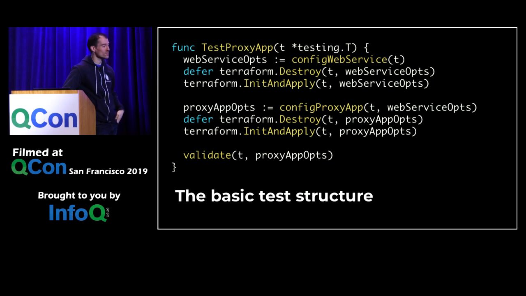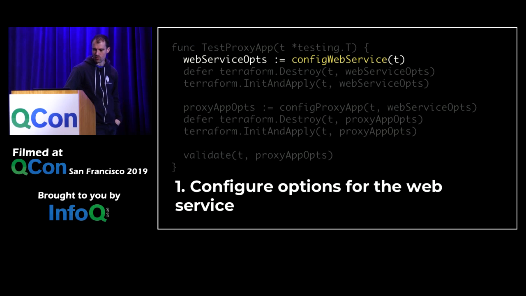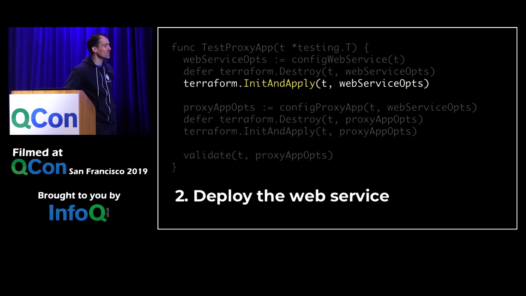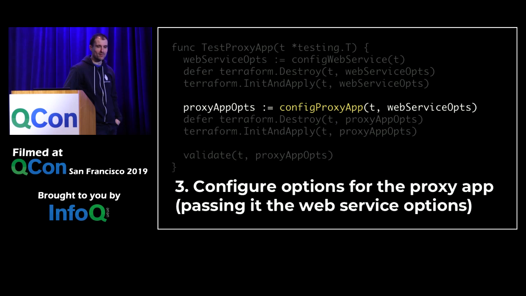And here's the structure. So hopefully you're starting to get used to this approach. And going through it line by line, you'll see there's really nothing new here. We're going to configure our web service. And I'll show you what this is doing, but it's that same terraform.options thing from before. We're going to run terraform init and apply to deploy the web service. Then we're going to configure the proxy application, passing it information from the web service. So this is really the only new thing here, is we're passing information from one to the other.